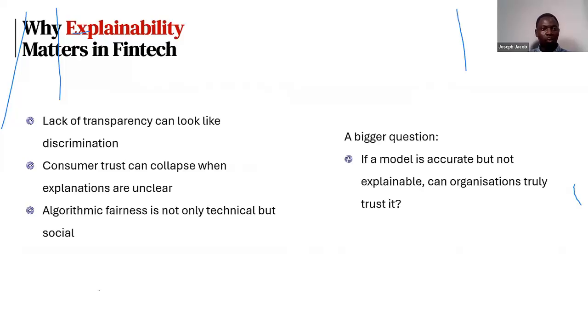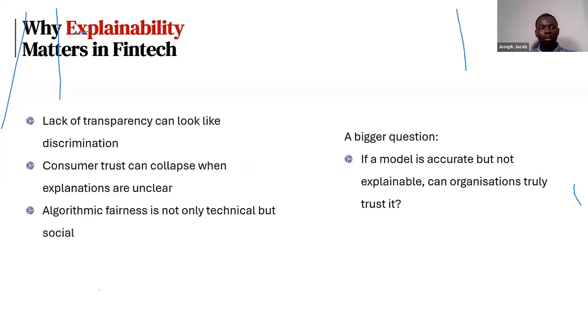Just from what we've talked about, it leads to a lack of transparency, which can look like discrimination. Trust: when people don't understand why they're getting a low score, they begin to question your system. Another reason it matters is that explainability is not only about the technical aspect, it's also about the social aspect, as you can see.